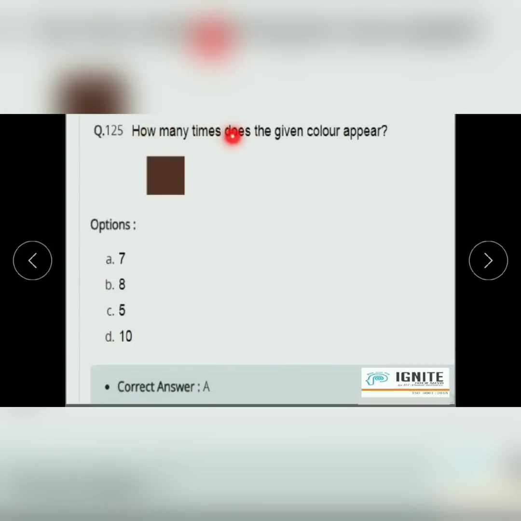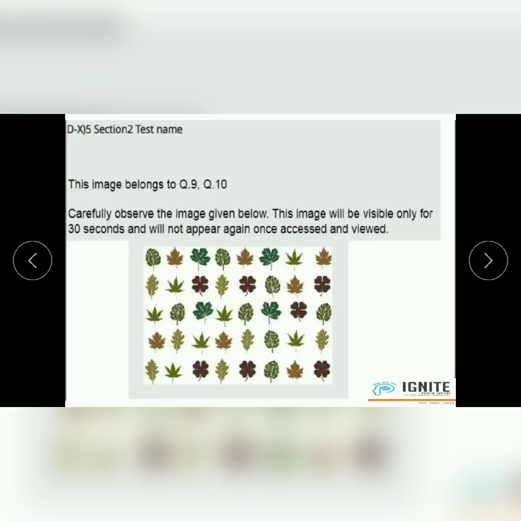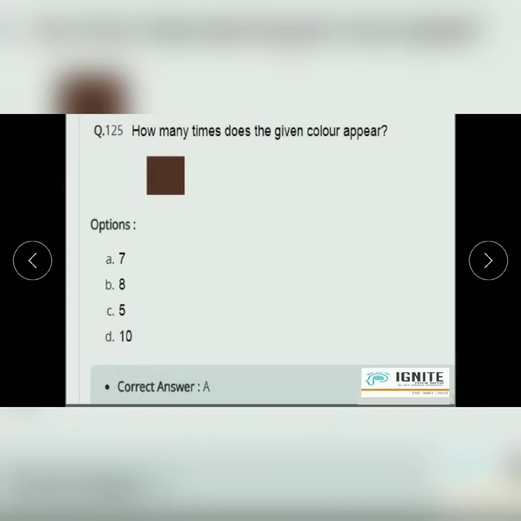Last question. How many times does the given color appear? Given color. Observe the image and count colors. 1, 2, 3, 4, 5, 6, 7. We will get the answer option A, 7. Okay.